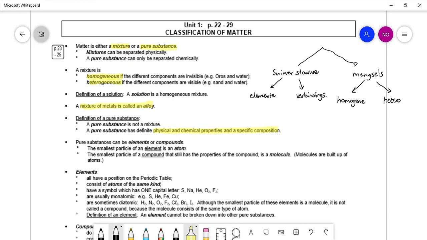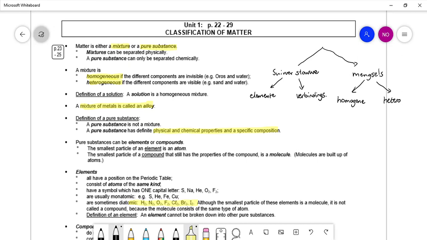Goed, dan het ek vir julle gesê suiwerstowwe kan opgemaak word uit elemente of uit verbindings, so elements or compounds. And remember, an element is made up of just an atom. So the smallest particle of elements is an atom. Be careful for these, I'm jumping ahead now.